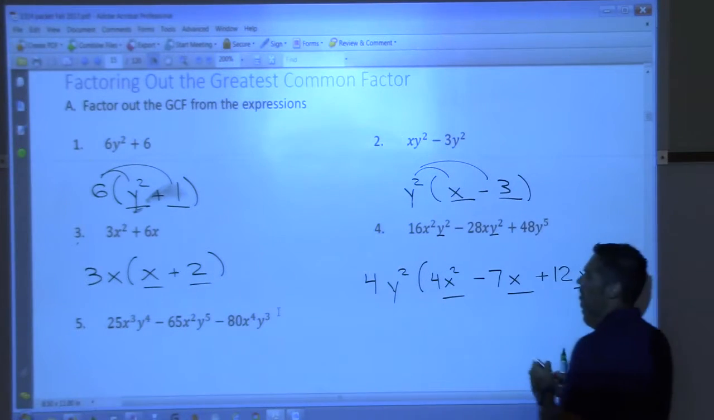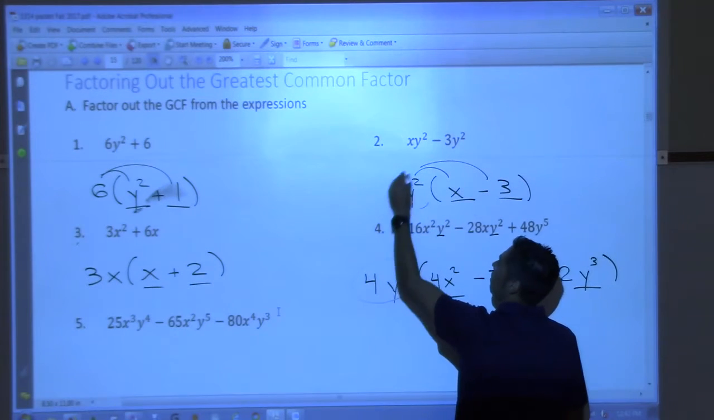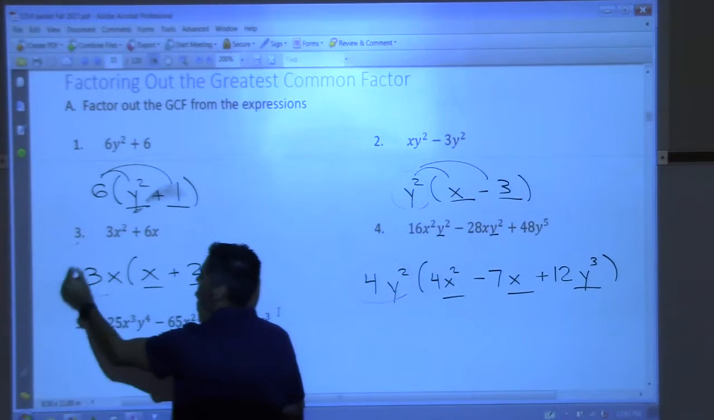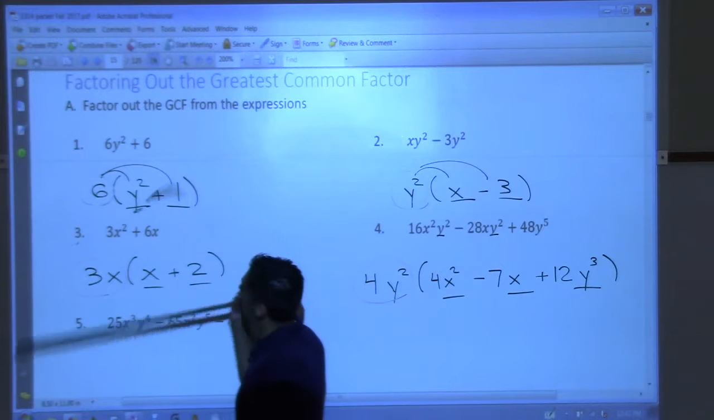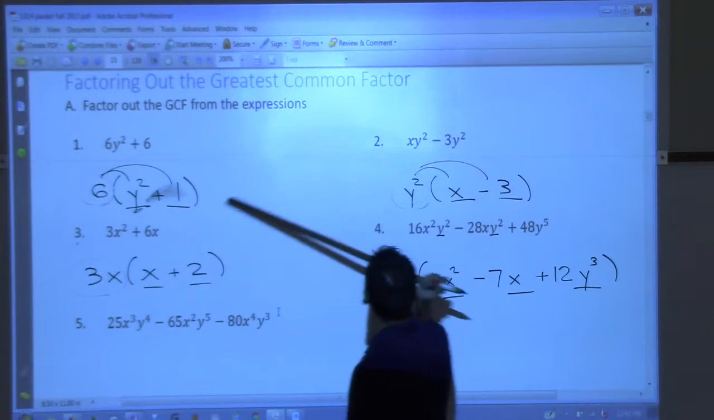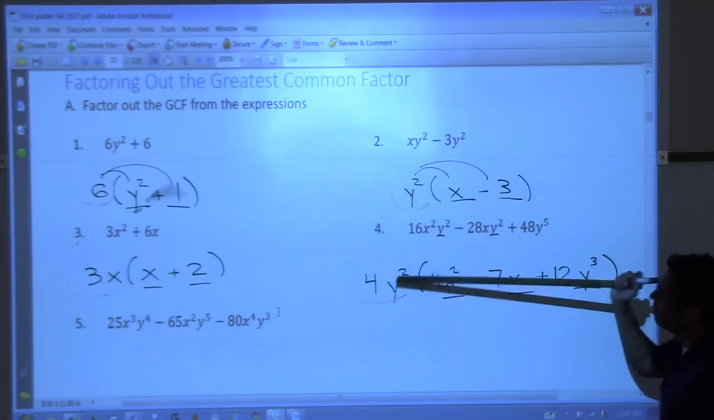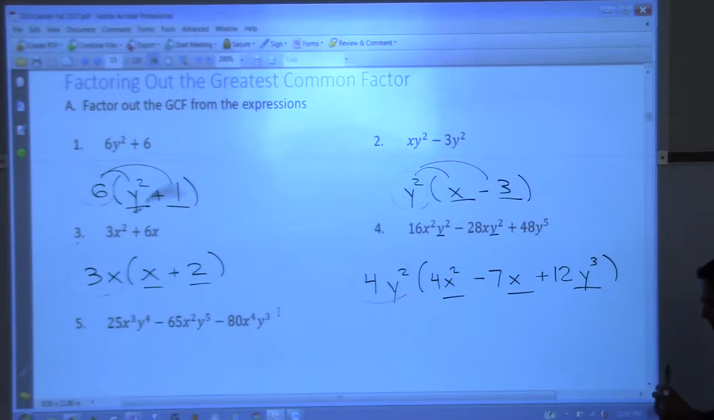These things that we've been pulling out right here, those are called the greatest common factor. So the greatest common factor of this is 6. The greatest common factor of this was y squared, 4y squared, 3x. All right, the last one.